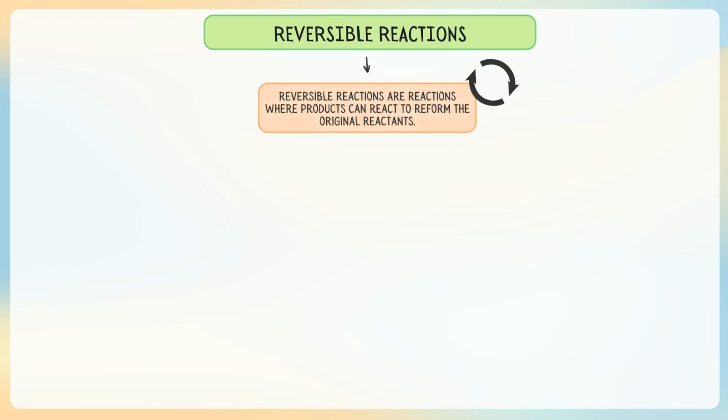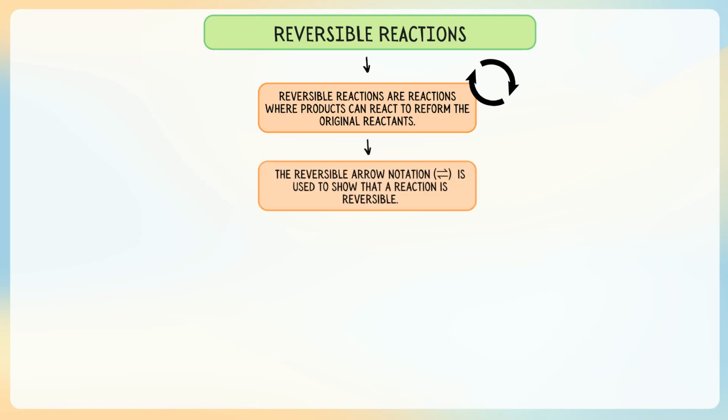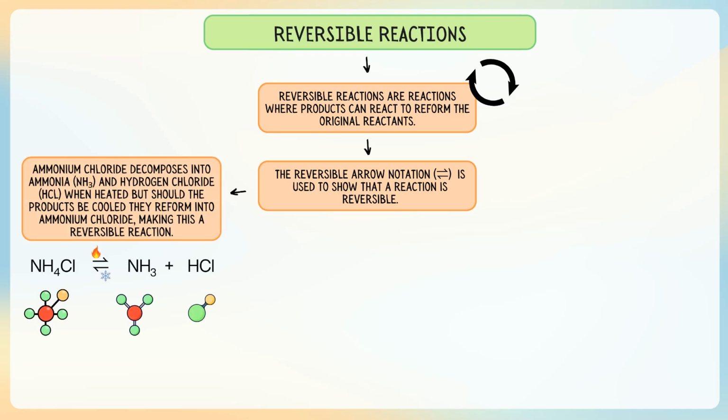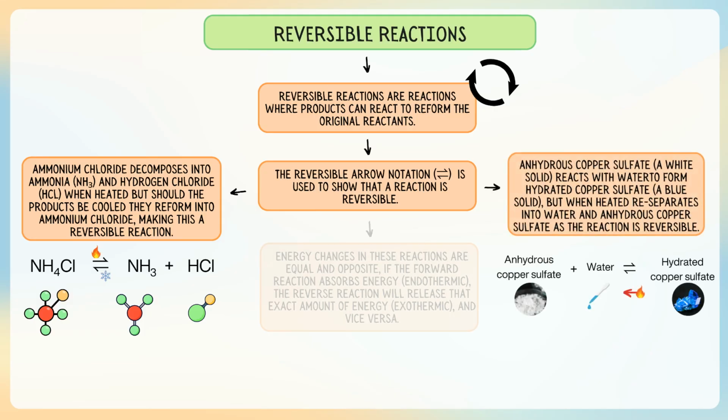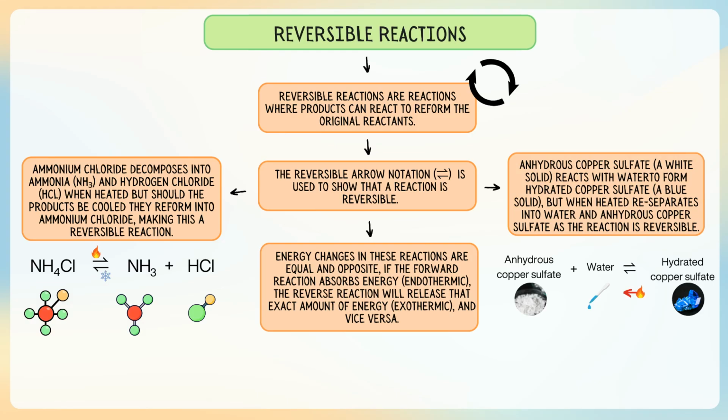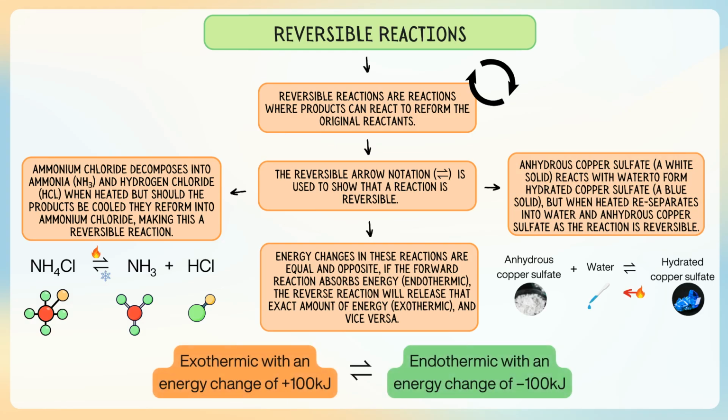In today's lesson, we delved into the concept of reversible reactions, where products can react to reform the original reactants. We learned that reversible reactions are represented by a special notation, the reversible arrow, indicating that the reaction can proceed in both the forward and reverse directions. We examined the dissociation of ammonium chloride, and the hydration of anhydrous copper sulfate as examples. We also discussed energy changes in these reactions, understanding that they are equal and opposite.